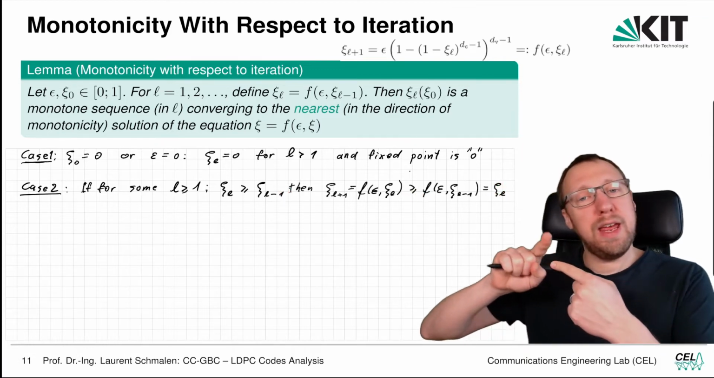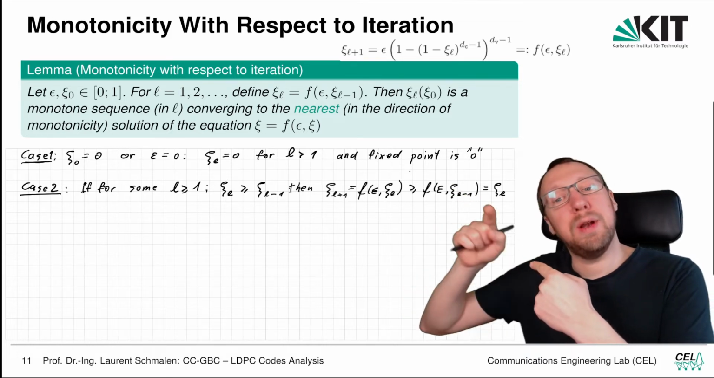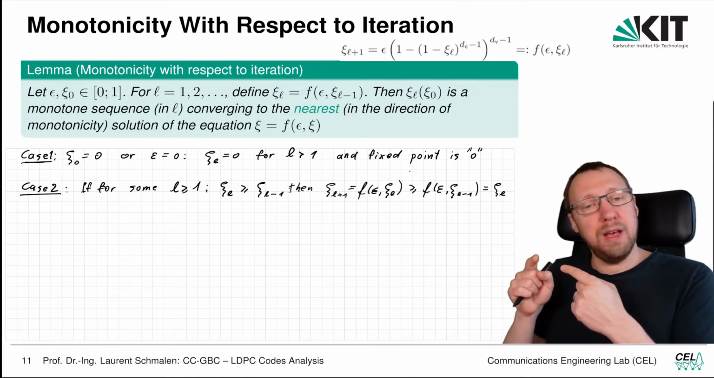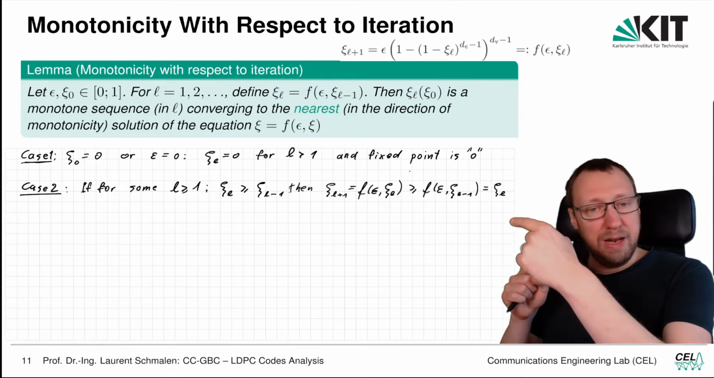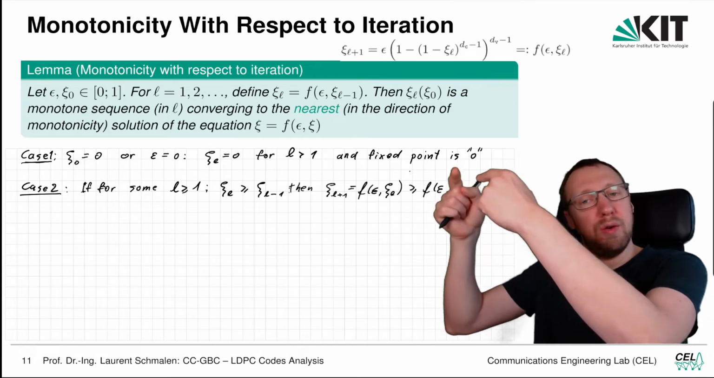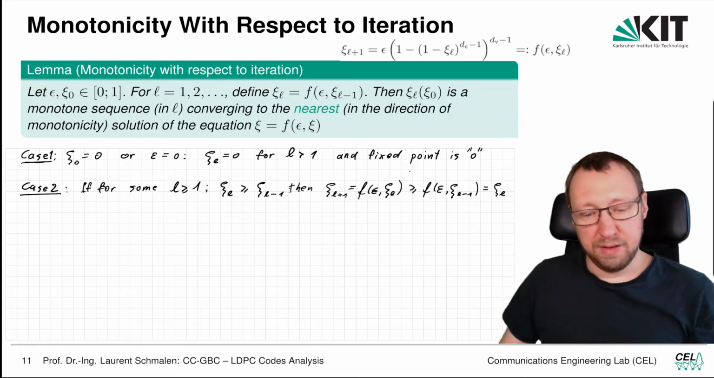If the sequence is increasing, it will keep on increasing. C_l is larger or equal than C_{l-1}, C_{l+1} will be larger or equal, C_{l+2} will be larger or equal, and so on. So it always climbs. Okay, so we have this case.